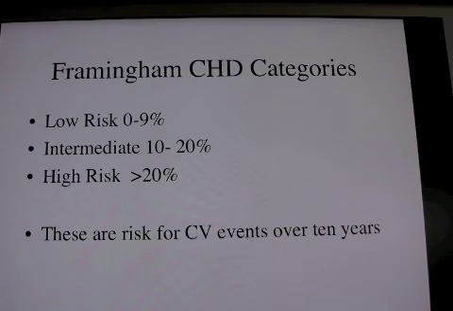What's interesting is that after you get the score, you get put in one of these risk categories. And what this means is that, let's say you have 9% risk. That means, I believe, that you have a 9 out of 100 chance of getting an event over 10 years. If you're high risk, then you have more than 20% chance of having an event over 10 years. I think some people might like those odds.